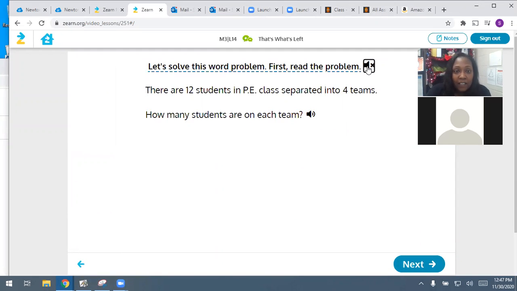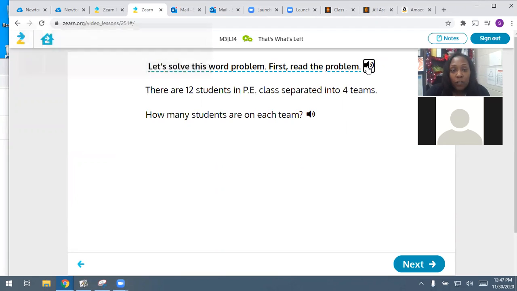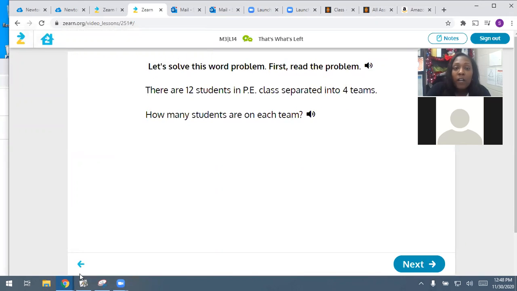Okay, guys, look at this. Let's solve this word problem. First, read the problem. Okay, guys, there are 12 students in PE class separated into 4 teams. How many students are in each team? Now, when we look at this problem, what we need to understand is that we are going to do 12 divided by 4.